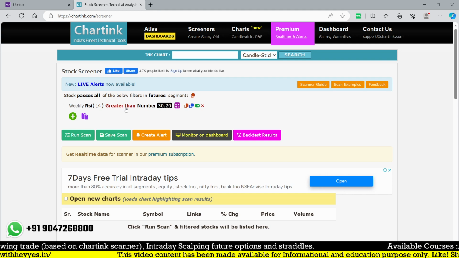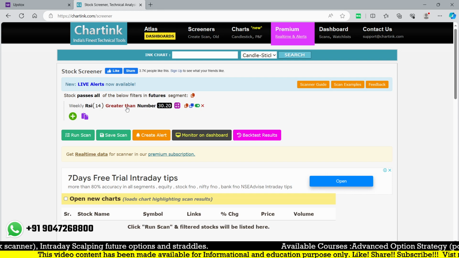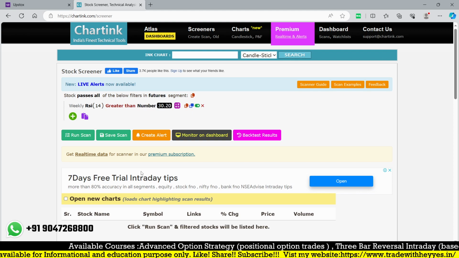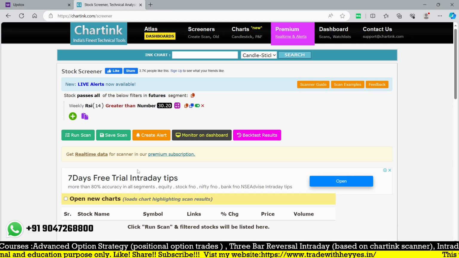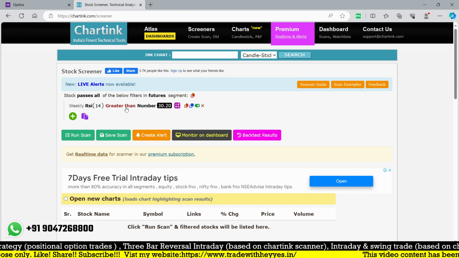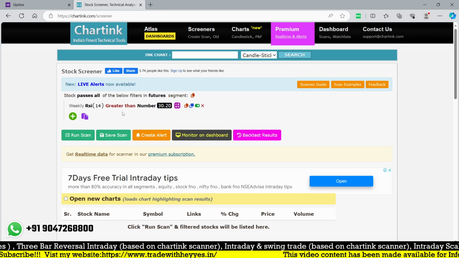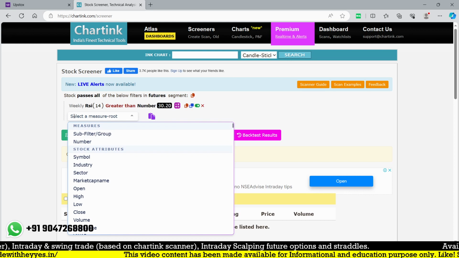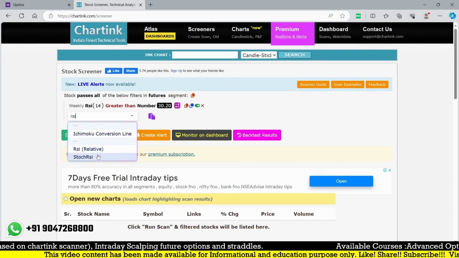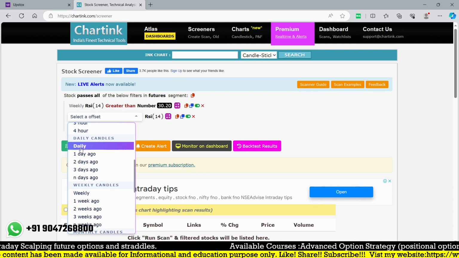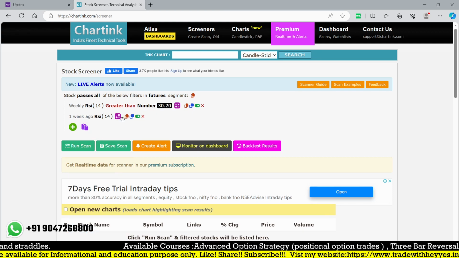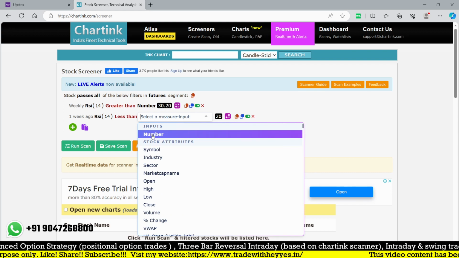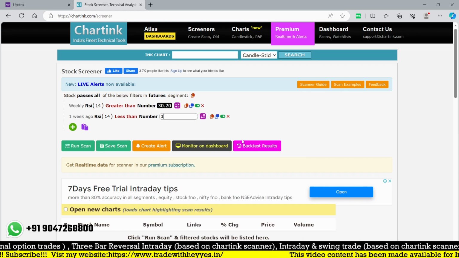So what is the drawback if I'm using greater than? Maybe the stock closed at more than 30.2 also. Let me give you some example of why we use crossed above, and why we do not go for greater than. The previous week's RSI, from 1 week ago, should be less than 30. We are just using a 30 paisa difference, so the 20 paisa difference.